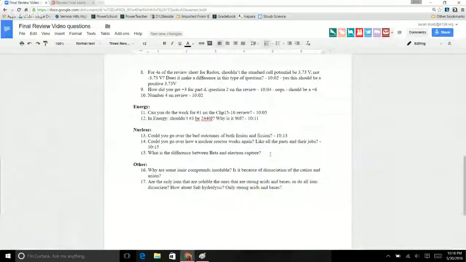What is the difference between beta and electron capture? Beta is the release of an electron shooting out, and electron capture is capturing electrons. So a beta particle is when a neutron breaks in half. When a neutron breaks in half, it produces a proton, which stays inside the nucleus, and an electron, which shoots out of the nucleus. The beta particle is the electron that's shooting out of the nucleus.